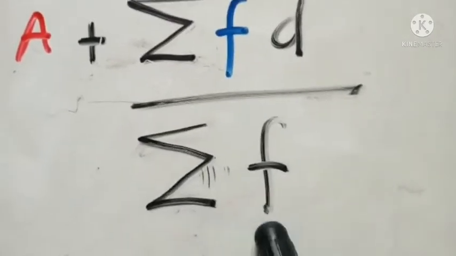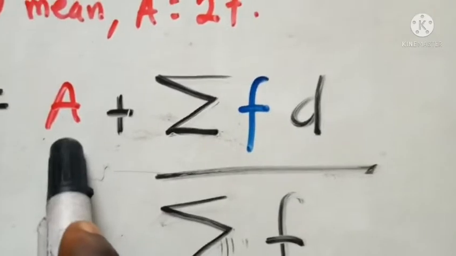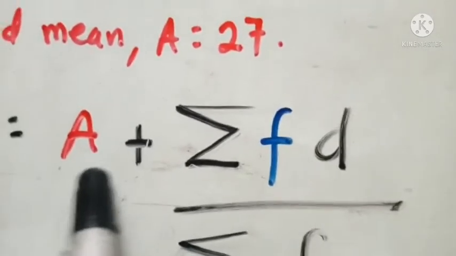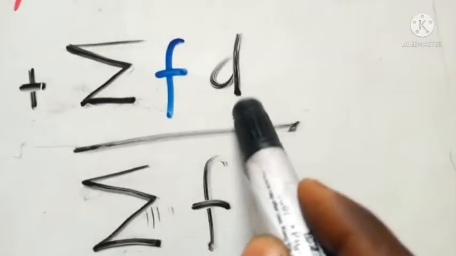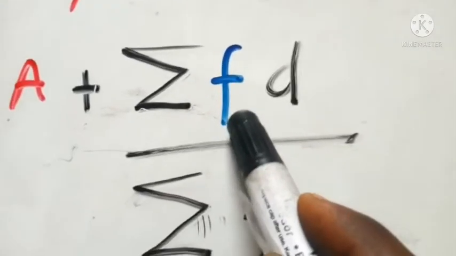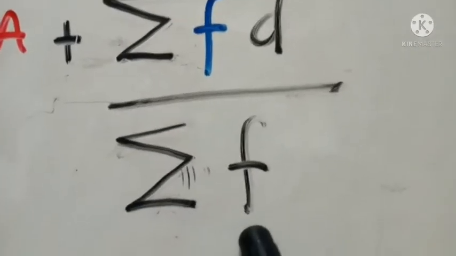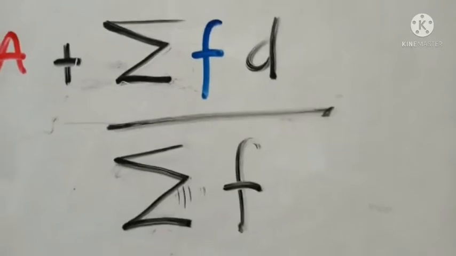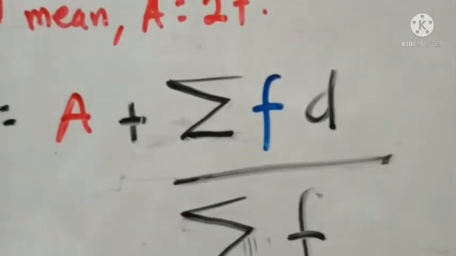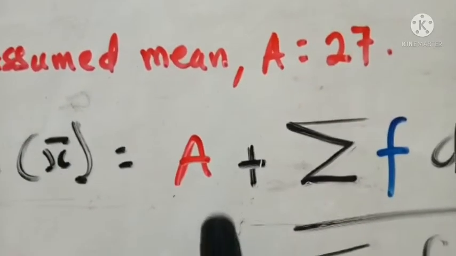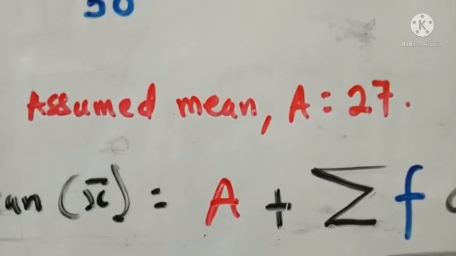So down here is still the what? The frequency. We don't know this because from the information we are not given the D, but we know the frequency, right? The summation of the frequency, we know that, and we know the down here too. So let's locate the A, right? The A stands for what? The assumed mean.